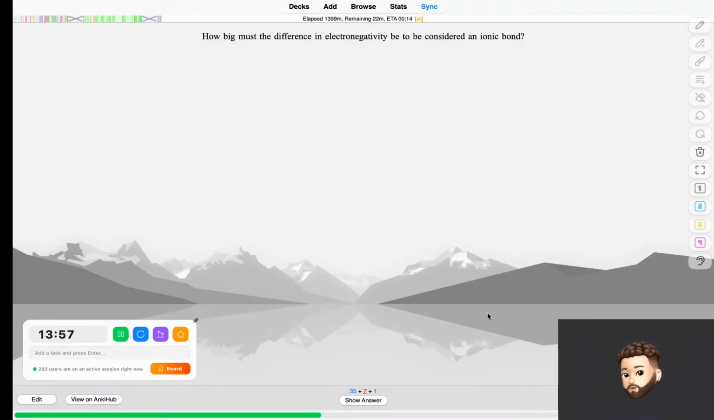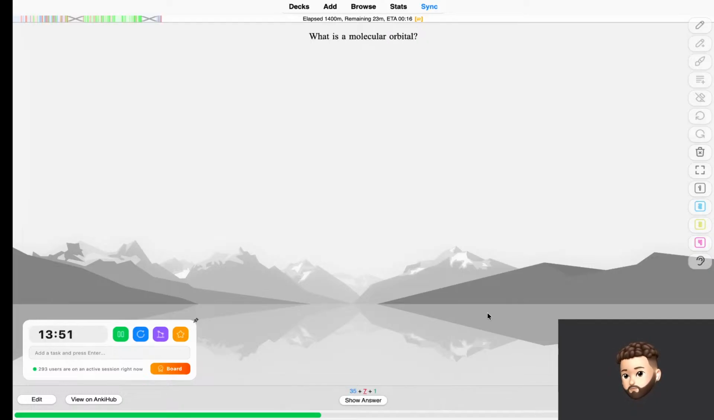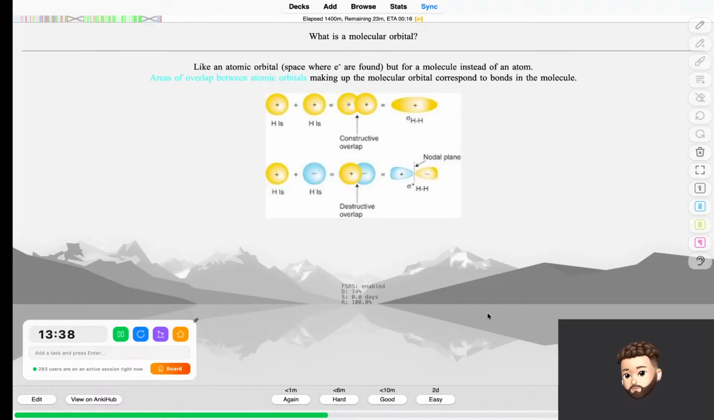Greater than 1.7. What is a molecular orbital? It is like an atomic orbital, but for molecules. The areas of overlap in the molecular orbitals are where the bonds form.